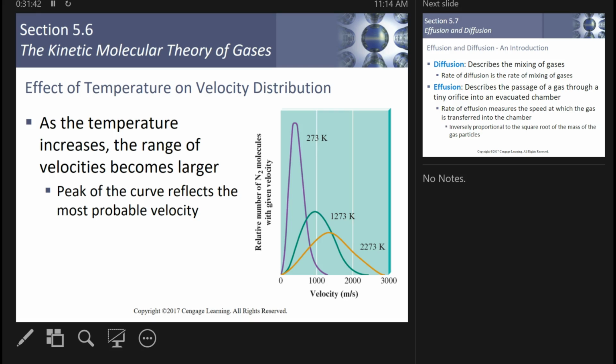That would make sense. If the temperature increases, what's going to happen to the molecules? They're going to move faster, they're going to bump into each other, and then one is going to move slower, one is going to move faster because it's going to transfer momentum from one to the other, and so on. Well, the peaks might be different because the peak reflects the probable velocity, right? But the range is greater.